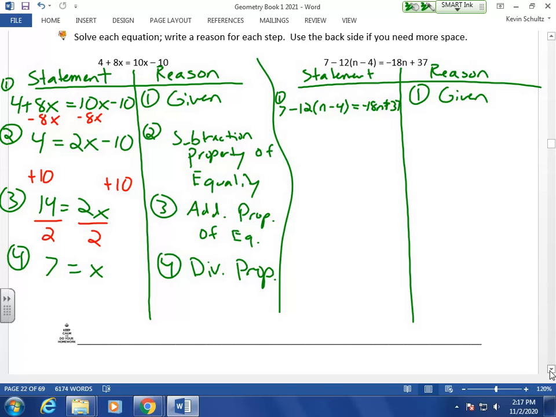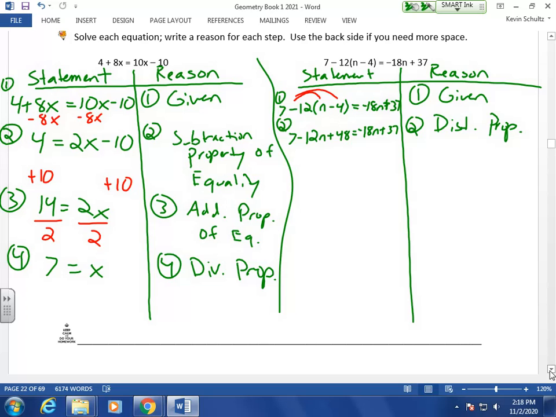Noah? Distribute the negative 12. Again, you don't have to write this as far as the work, but that's what's happening here. So your second statement is going to be 7 minus 12n plus 48 equals negative 18n plus 37. And what is our reason for being able to do that? Distributive property. Okay.